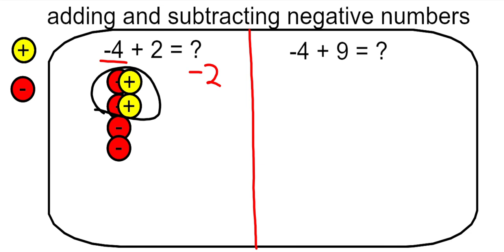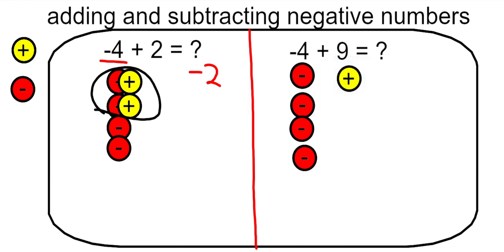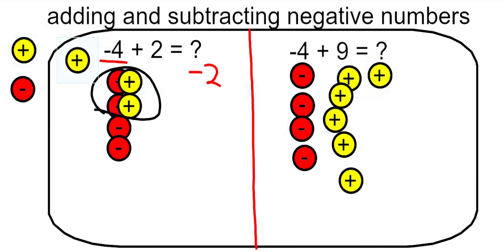We have a negative 4 and a positive 9. If we combine those, first of all, we've got to start with our negative 4. So let's get our negative 4 out there. And then we're going to add, what are we adding? We're adding a positive 9. So 1, 2, 3, 4, 5, 6, 7, 8, and 9.